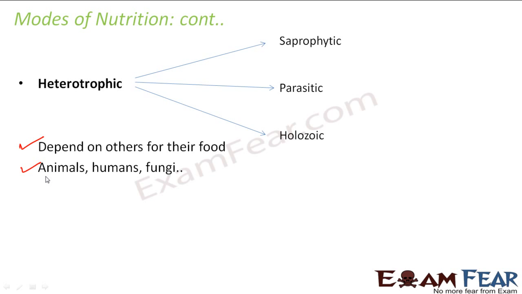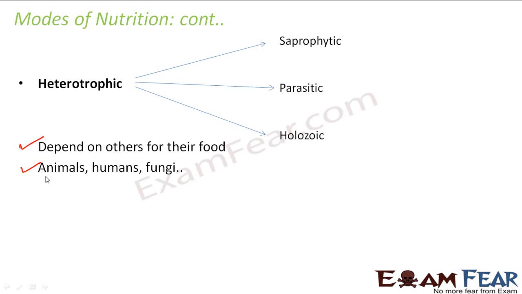We cook the vegetables which we obtain from plants, or those who are vegetarian, they cook meat, which we obtain from animals, or we prepare egg, which again we obtain from animals. So whatever raw materials we use for our food, we obtain them either from plants or animals. So that means we are also heterotrophic. Correct? Now heterotrophic also can be classified into many different types.